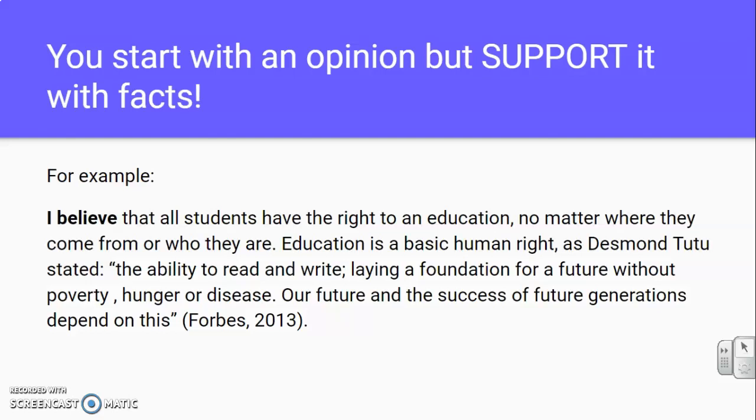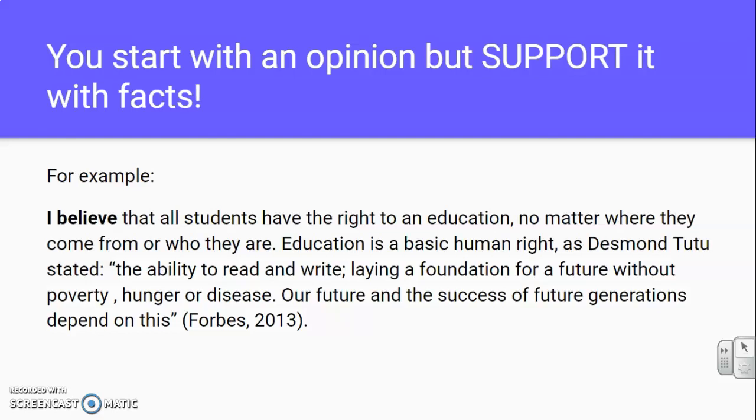So this is what I have for the second sentence. So education is a basic human right. As Desmond Tutu stated, the ability to read and write, laying a foundation for a future without poverty, hunger, or disease. Our future and the success of future generations depends on this. And then the cite was from Forbes in 2013.